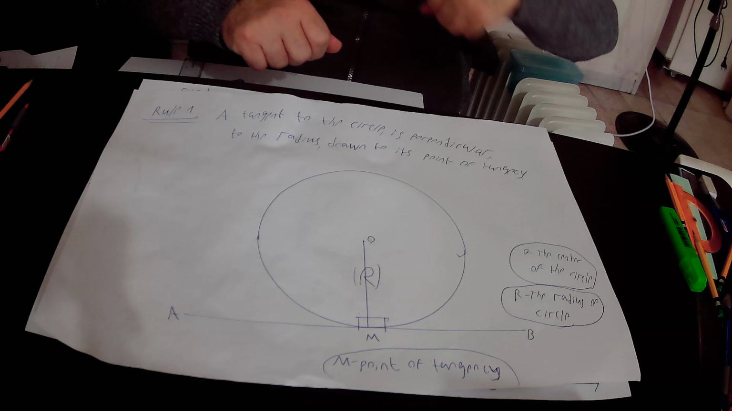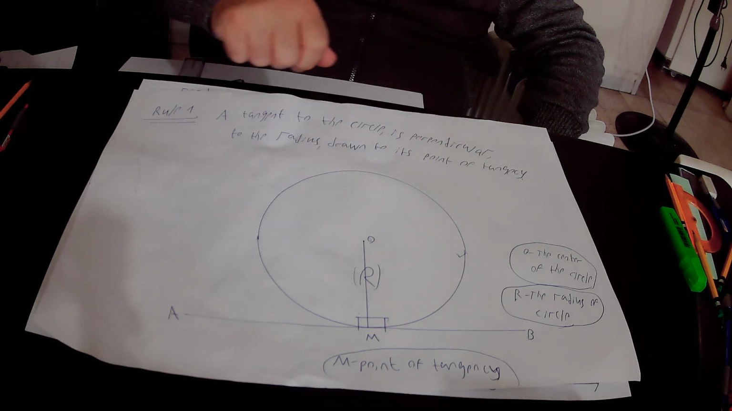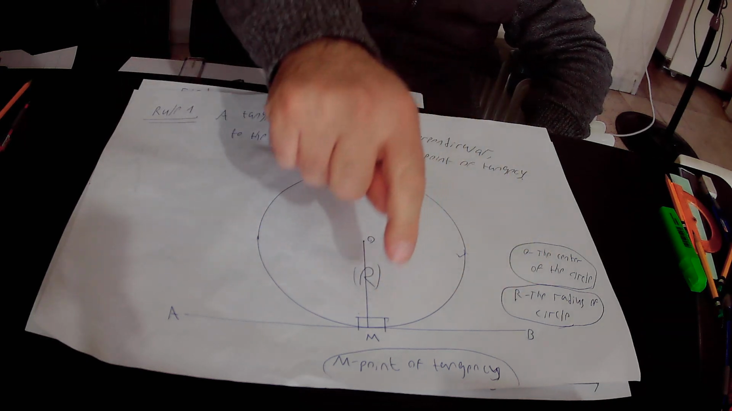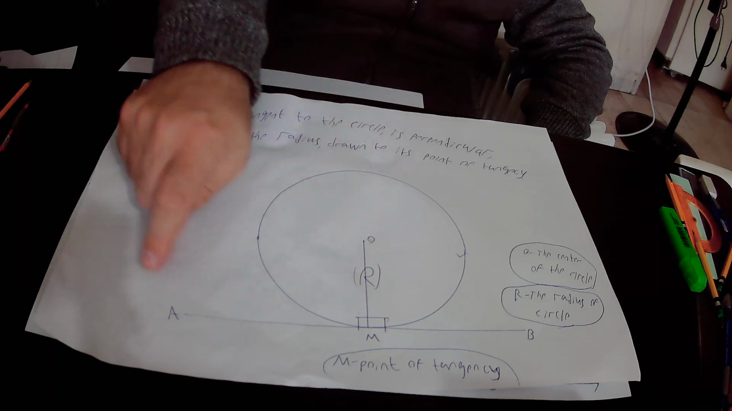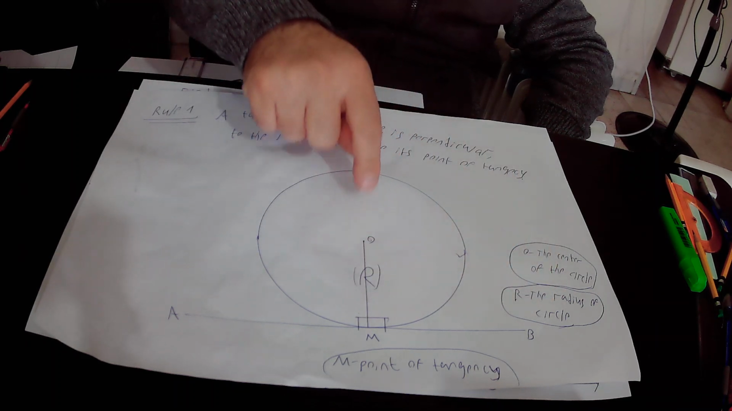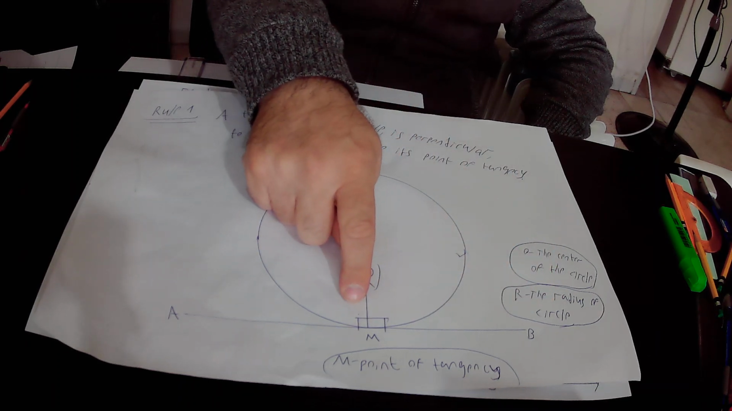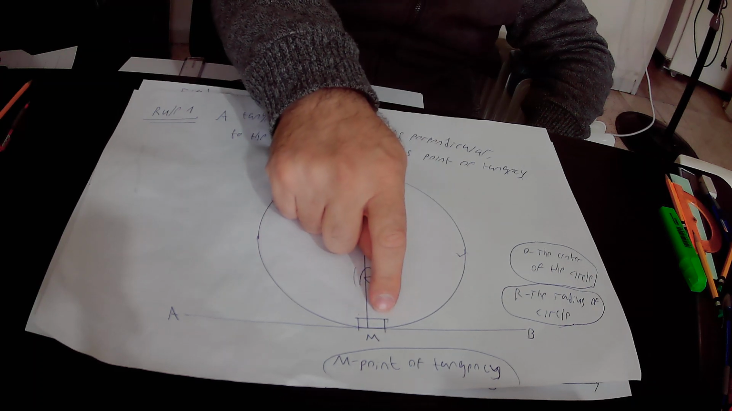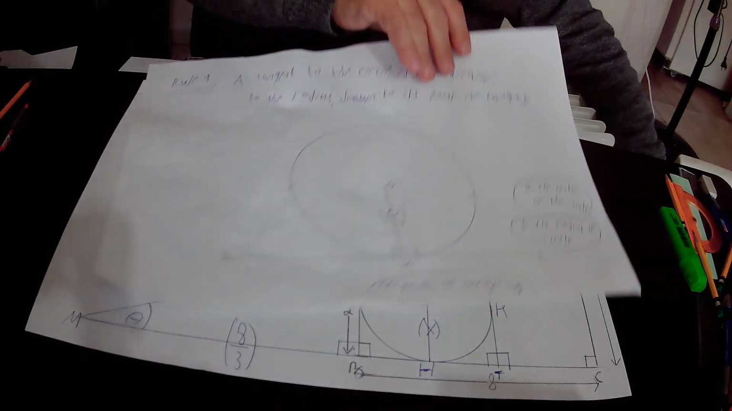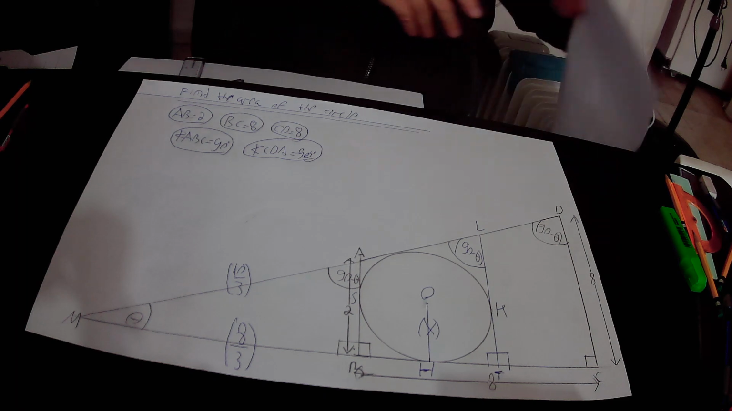And whenever you have a radius that is drawn to the point of tangency, then tangent AB will be perpendicular to the radius MO. If AB is perpendicular to MO, it means that this angle equals 90 degrees and this angle also equals 90 degrees. We can implement rule 1 in our drawing.